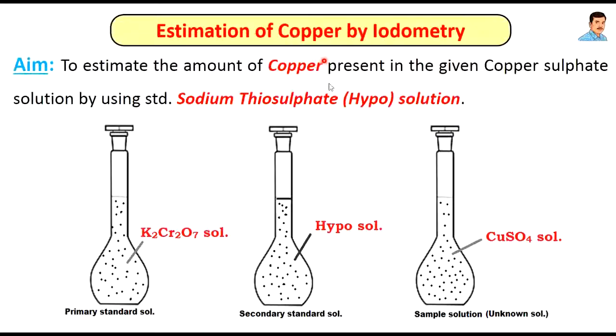So in this experiment, we will be using a sample solution, that is a copper sulfate solution, which is titrated with the hypo solution. As hypo solution is a secondary standard solution, we have to determine the concentration of hypo at the time of experiment. So hypo is titrated with the potassium dichromate solution, which is a primary standard solution.